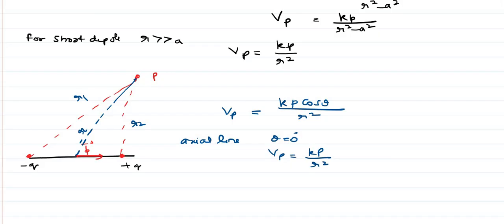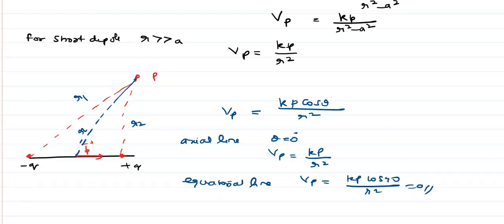And along the equatorial line, what is theta? Theta is 90 degrees. So cos 90 is what? Cos 90 is 0. That's why it is 0. You can just remember this. Clear? This is also a very simple derivation only. Next.